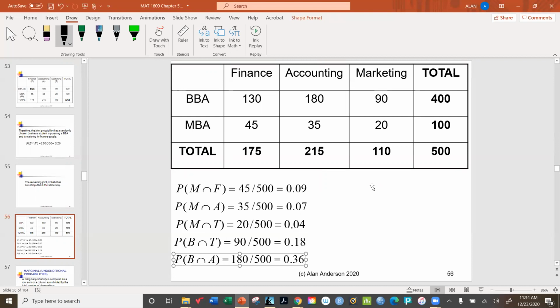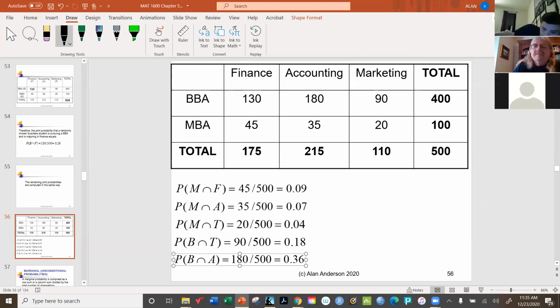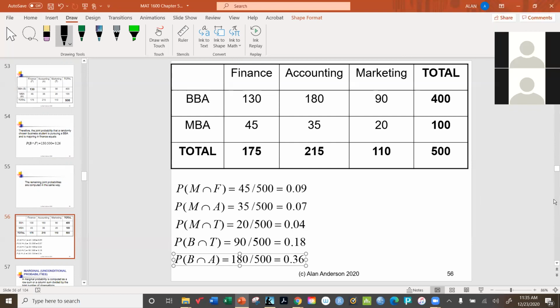Oh, wow. So that's a lot of calculations, but it's very straightforward. I think you'll agree. Right, so all of these are calculated by looking for the right cell and then divided by the grand total. Okay. All right. Are we all done with this slide? Very good. Now, are there any other probabilities we can calculate?